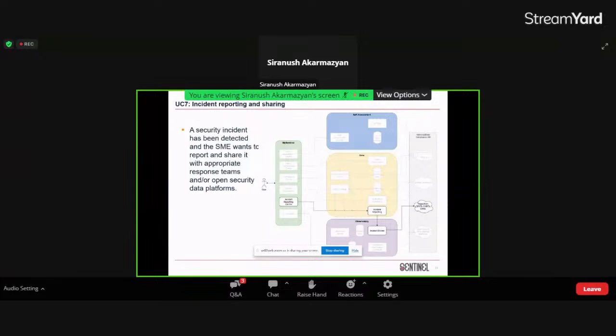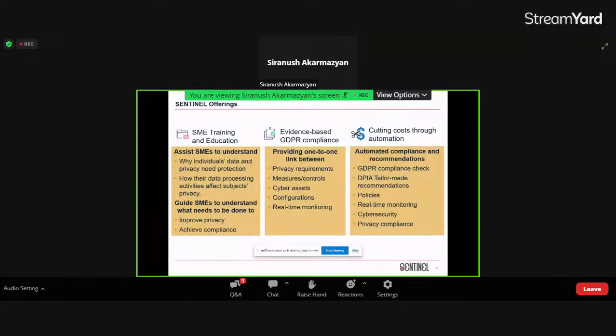The final use case is incident reporting and sharing. A security incident has been detected and the SME wants to report it. If the SME wants to report, it can report and share it with appropriate response teams and or other open security data platforms. Having also presented the Sentinel use cases and its components and modules.